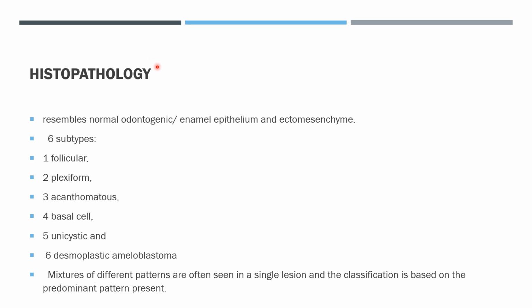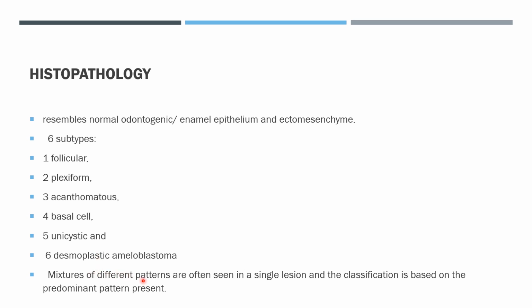The histopathology goes like this: it resembles the normal odontogenic or enamel epithelium and ectomesenchyme. There are six subtypes histologically: follicular ameloblastoma, plexiform ameloblastoma, acanthomatous ameloblastoma, basal cell ameloblastoma, unicystic ameloblastoma, dysplastic ameloblastoma. So we will be covering these histopathological types of ameloblastoma in detail in our upcoming slides.